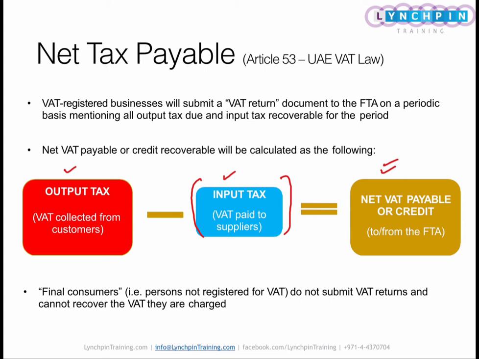Now a final consumer means any person who doesn't have a VAT registration with FTA. Mostly it would be individuals, but there could be certain businesses who may not have a VAT registration either. In all such cases, VAT would be a cost for the business. So again, if a business doesn't have a VAT registration number, then any VAT charged to them by any business would be an expense for them. They will not be able to claim VAT unless they have a valid VAT registration.